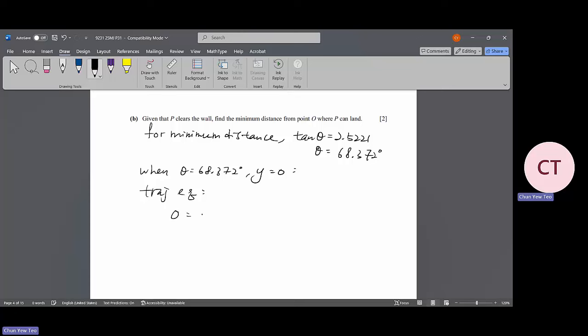So 0 is equal to x tan theta minus gx squared over 2u squared cos squared theta. To make our calculation easier, we leave the answer in terms of theta first, and only replace theta later. Now we can factorize the x out.